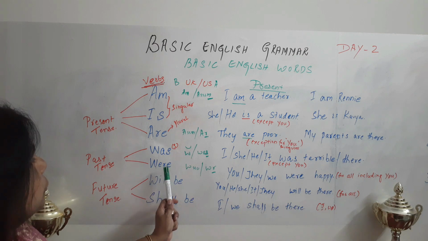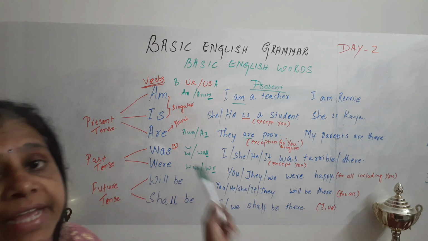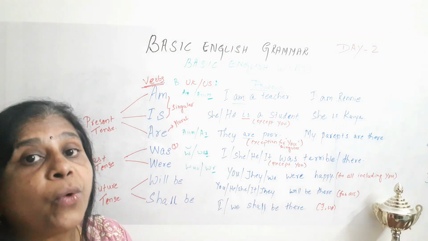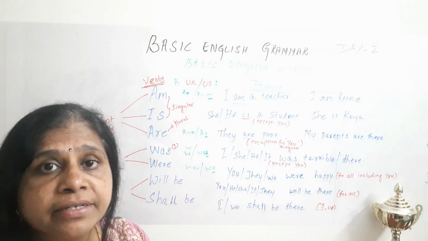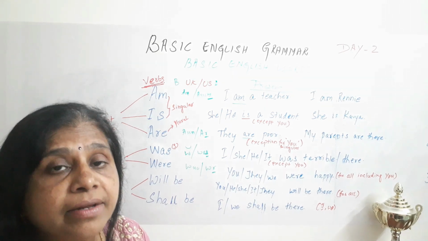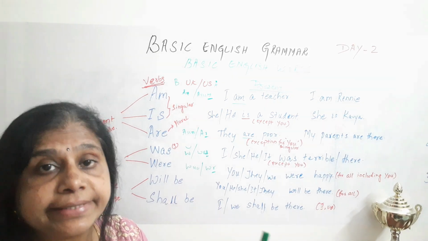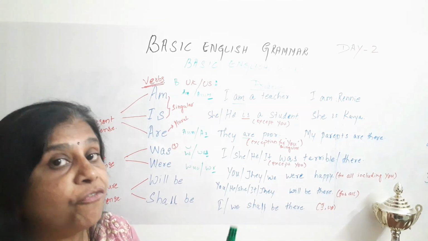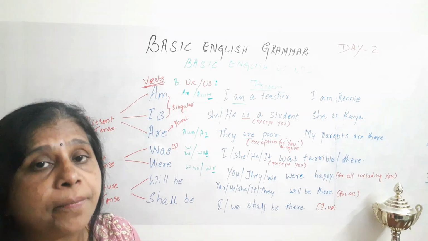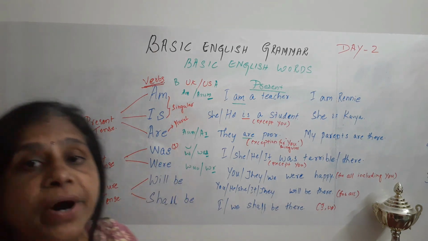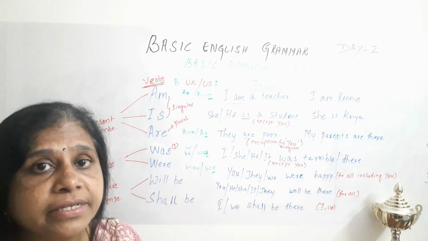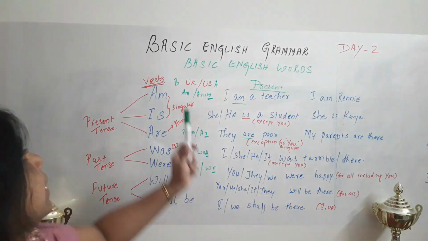Here, how to use "were"? Some people pronounce this one as "where", W-E-R-E. If you say "where", that is wrong pronunciation. What you need to say is "were". Alright. And how to pronounce this?